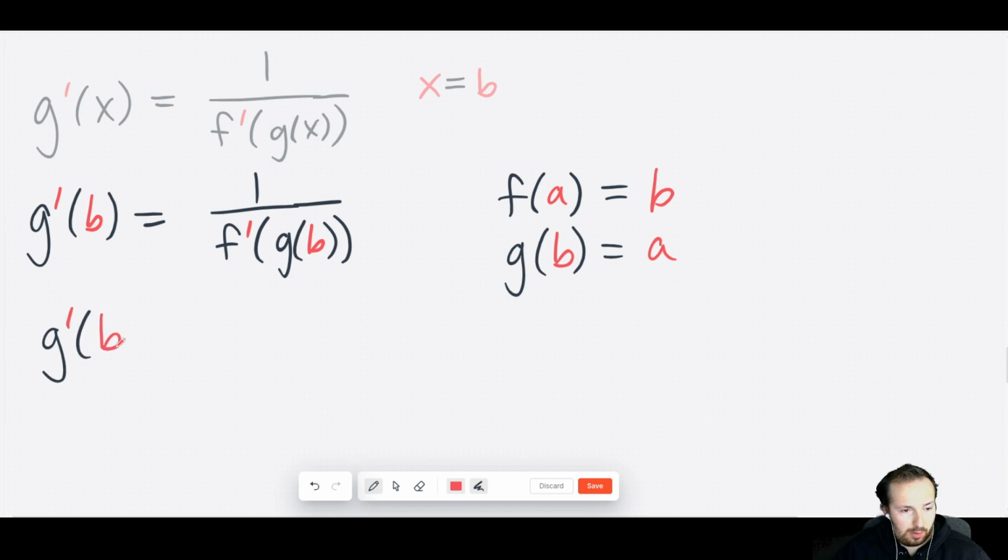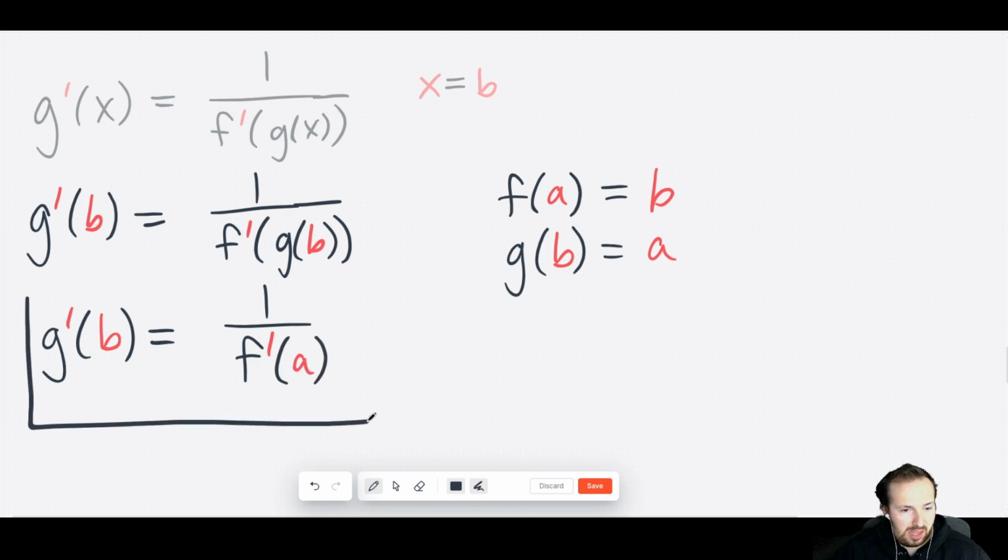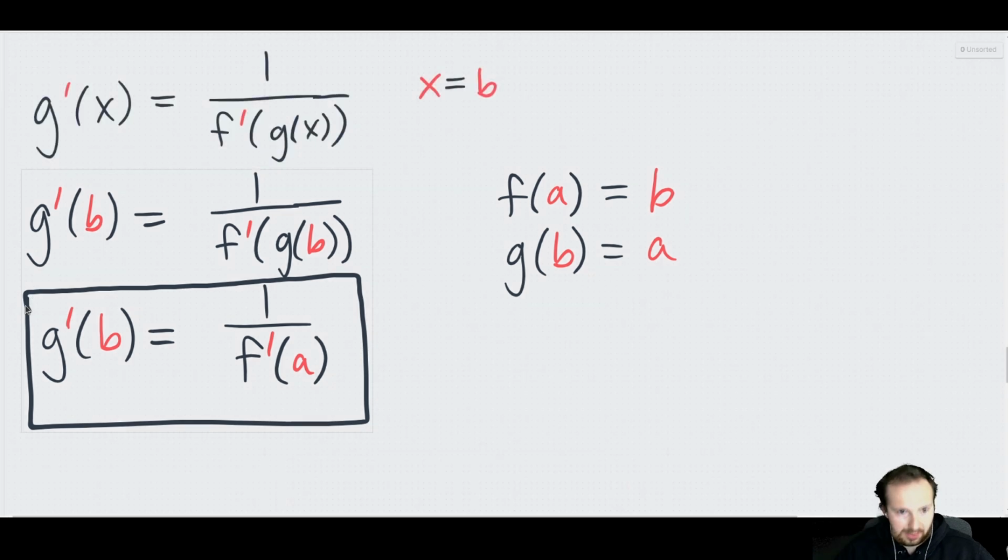We get g prime of b equals 1 over f prime of a. And again, this is really the same equation as above. It's just easier to think about when we plug in specific points like (a, b) and (b, a) on the inverse. So there we go. This is what pops out. Now, what does this actually mean?